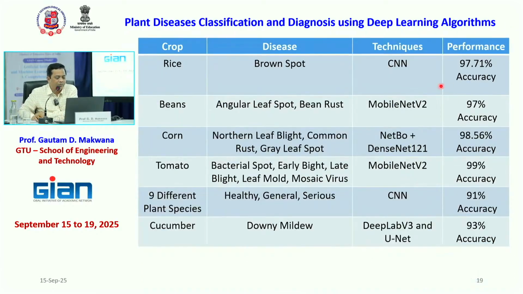This is a case about plant disease classification and diagnosis using deep learning algorithms: rice, bean, corn, tomato, nine different plant diseases, and cucumber. These are the different research goals for the particular diseases, and the use of CNN and different kinds of algorithms. And this is the order of the accuracy in the model.